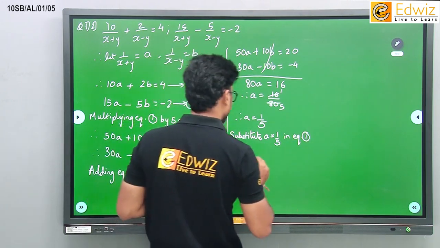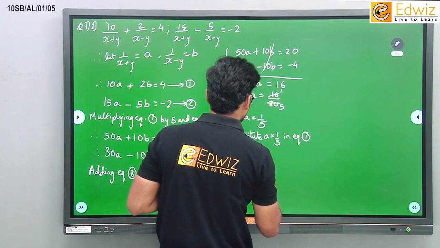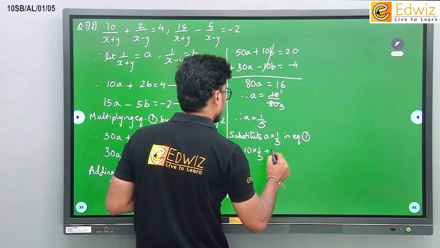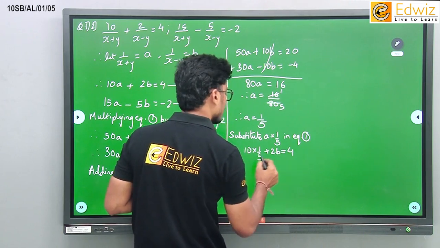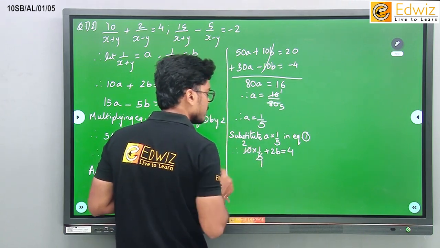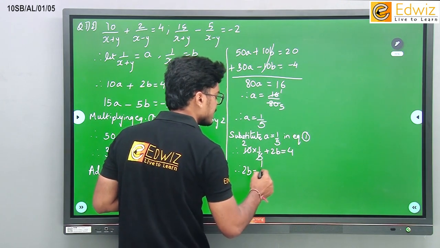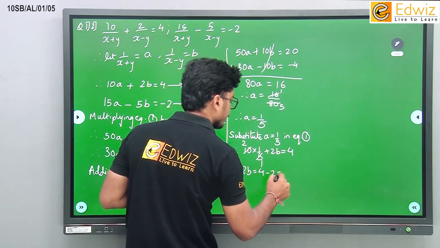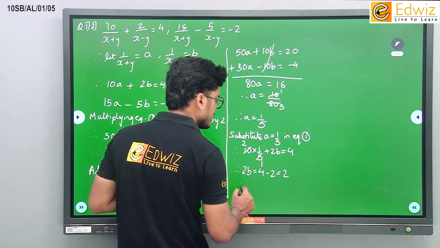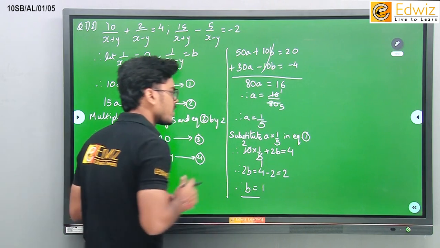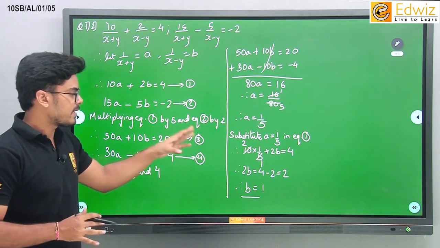ठीक है, तो first equation में substitute करने पे 10 times a, मतलब 10 into 1 upon 5, plus 2b equal to 4. 5 1 जा 5 2 जा, ये 2 उस साइड चला जाएगा. So 2b equals 4 minus 2, that is 2. That means b will be 2 divided by 2, that is 1. Okay, so we got the value of a and b.